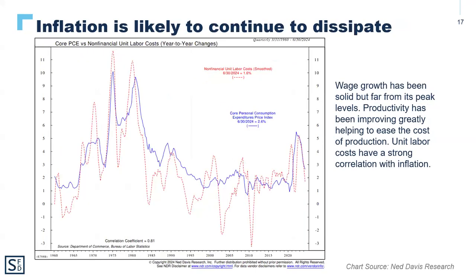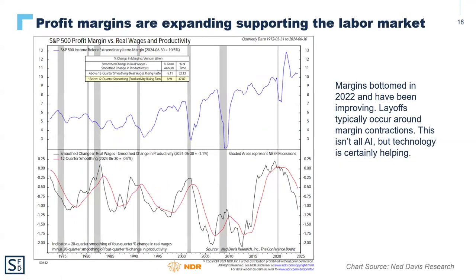Now, providing support to the labor market, profit margins bottomed in 2022 and have been working their way higher ever since. So there's kind of a fortuitous cycle going on right now where higher levels of productivity are helping to offset wage gains, and that's providing support to corporate profit margins, which in turn inspires companies to maintain their employment. So an economy that's still chugging along is supportive of what we would call a slower policy easing cycle.